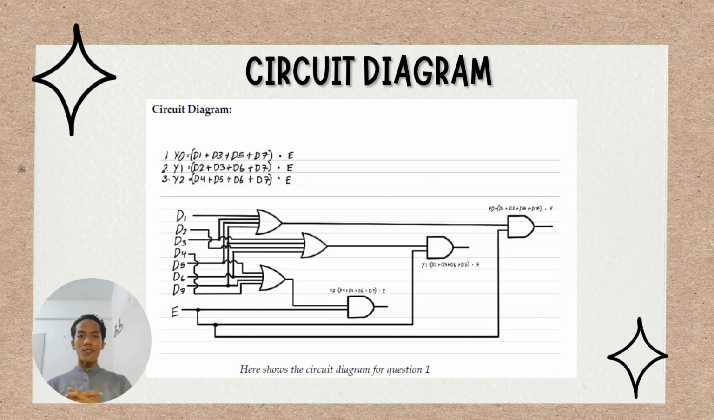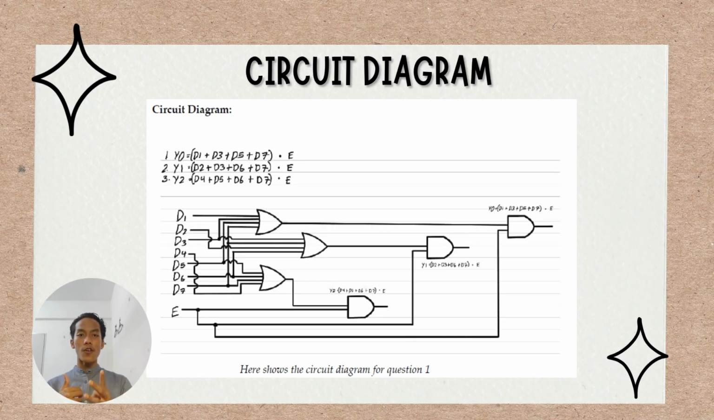The circuit is an 8 to 3 encoder with an enable E control. The logic follows three equations. Y0 equals D1 plus D3 plus D5 plus D7 times E. Y1 equals D2 plus D3 plus D6 plus D7 times E, and Y2 equals D4 plus D5 plus D6 plus D7 times E. To build this, we use two stages.